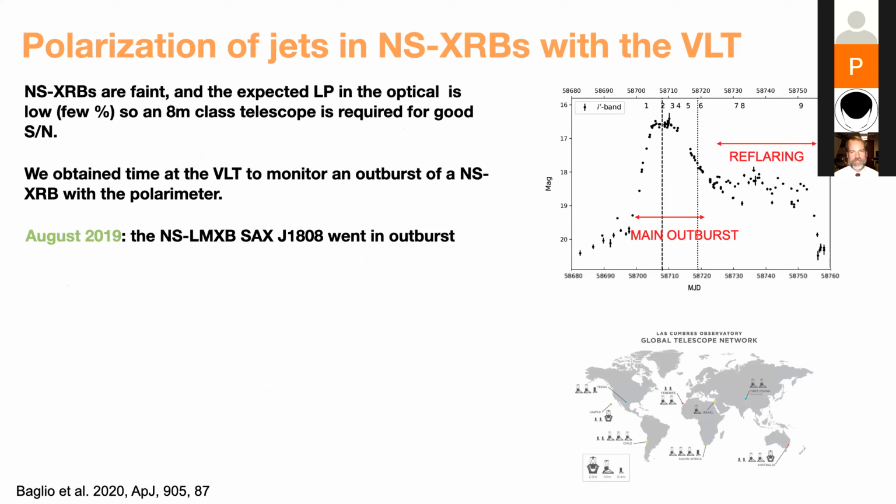And in August 2019, SAX J1808 went in outburst, and we detected it in the optical thanks to our monitoring with the Las Cumbres Observatory network of telescopes. And you can see here the I-band light curve of the outburst, where we identify a main outburst phase here and then a reflaring phase. And this is a typical behavior of SAX J1808 during outburst. So we triggered the VLT, and we got a lot of epochs that I highlighted here with these numbers.